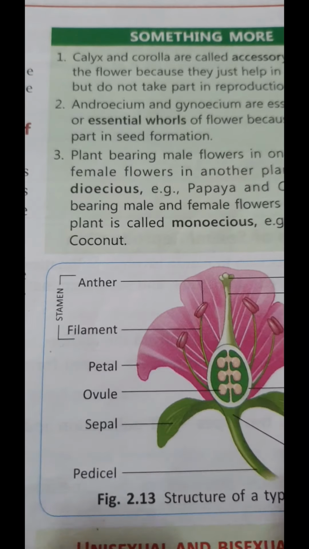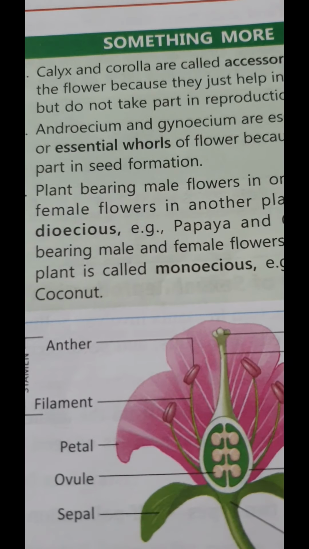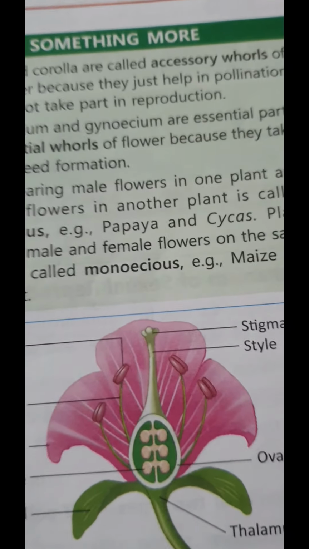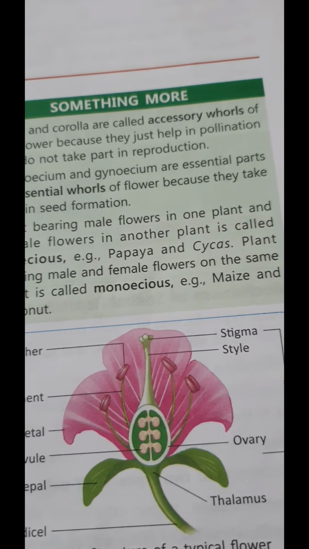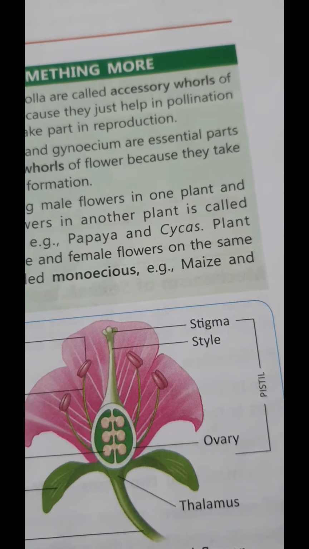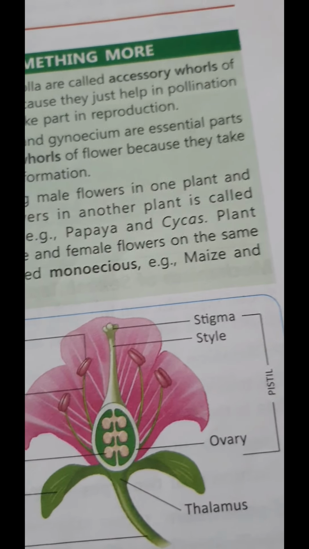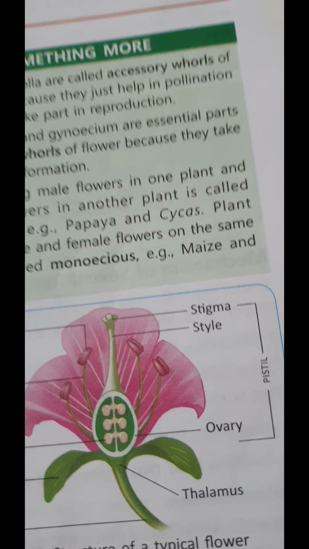Over here, if the plant is bearing both flowers, male flower and female flower, that is called monoecious. And if the plant is bearing only the male flower or only the female flower, that is called dioecious.